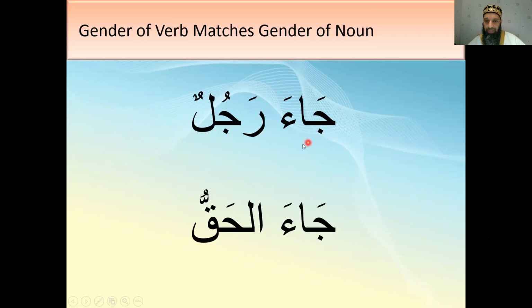So ja'a means he came, isn't it? He, because rajulun is a man. You're not going to use ja'at, because ja'at means she came. So it's just sort of obvious that the masculine terminology is going to be used when it's talking about masculine. So ja'a rajulun means a man came. And again, when it's not talking about living things, you will translate it as the truth has come. It came, the truth.